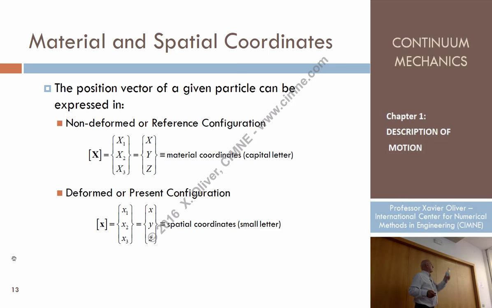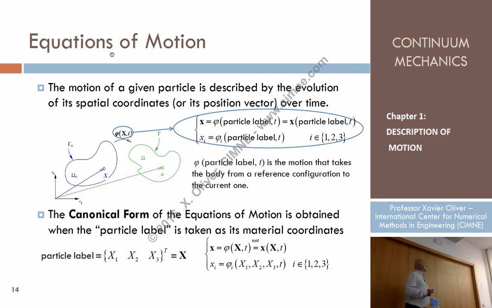And the same particle, along time, has an infinite number of different spatial coordinates, because it's moving along time. At the given time, the current time, we'll name these the spatial coordinates of the same particle. Okay? And that's important, that you know these will denote the vector of coordinates, the components of a vector. The material one is the vector that defines the position of the particle at the reference time, at the initial time, and this is a vector of three components in 3D that refers to the position vector of this particle at the current time. Okay? Well, so this leads us to the concept of equations of motion.